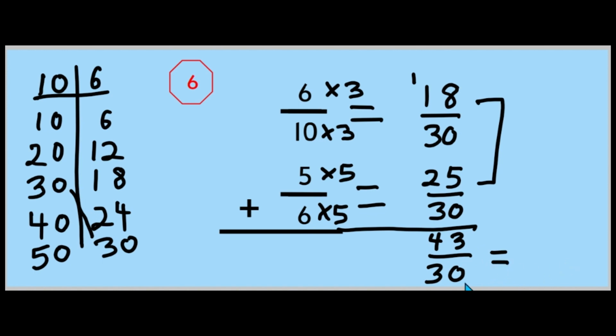So let's fix it, okay? So we can divide 30 into 43. And that'll give us a 1. Our denominator stays the same. And a simple way to do it would be to subtract 43 minus 30. Okay, so that would equal 13. And this is our answer.